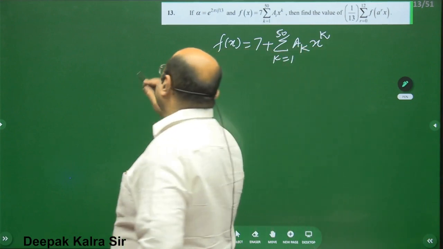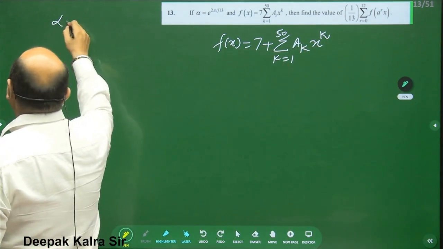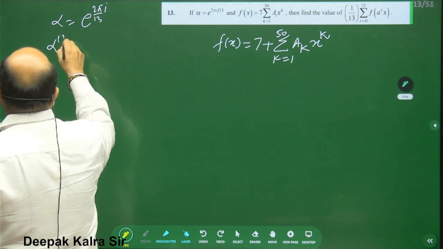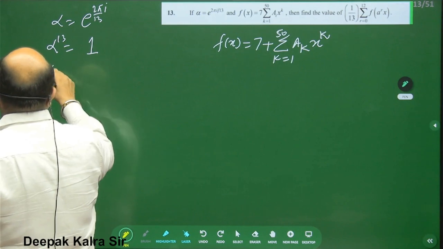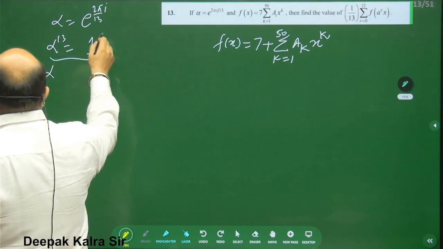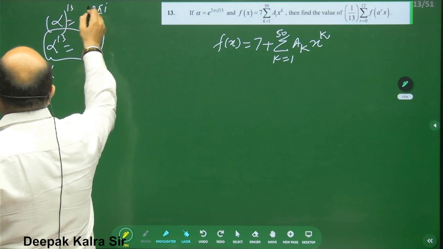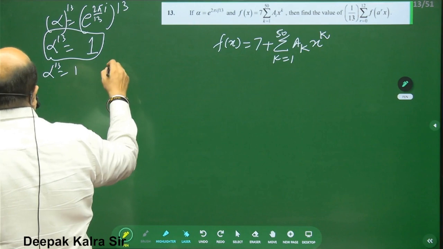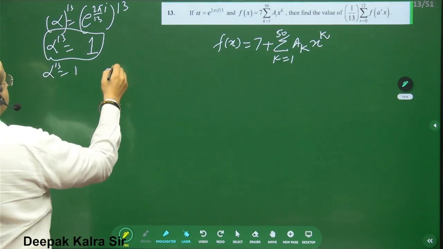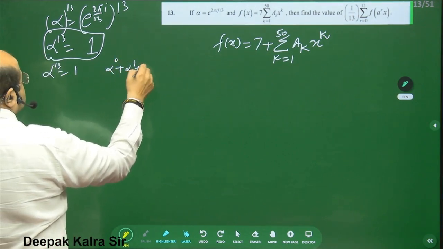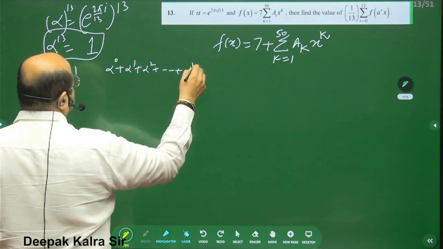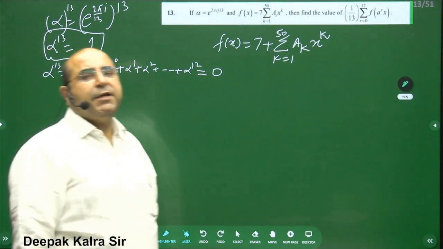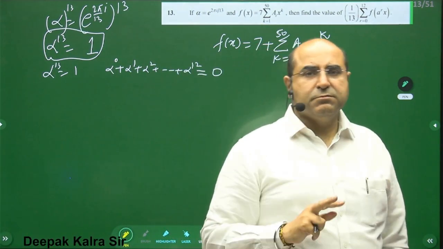Okay. This is given alpha equals e raised to the power 2 pi i over 13. Means alpha is a 13th root of unity. You understand? You're raising the power 13 on both the sides. You get alpha to the power 13 equals 1. Or I can say that alpha 0 plus alpha 1 plus alpha 2 up to alpha 12 is equal to 0. Sum of the 13 roots of unity is 0. Did you understand?